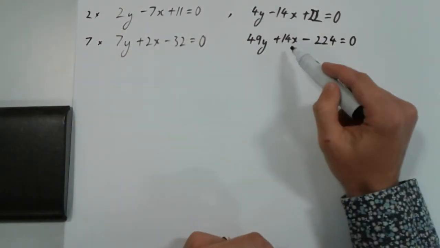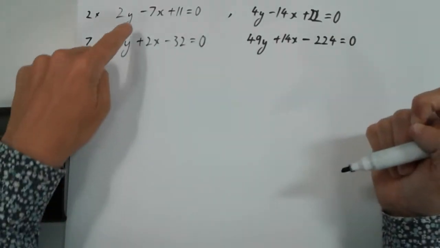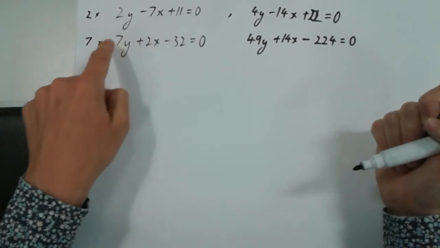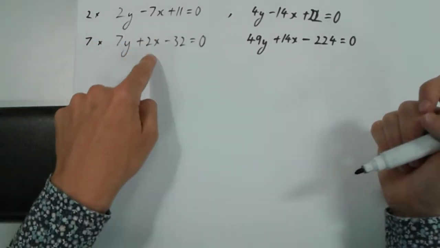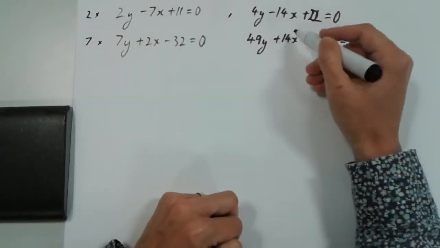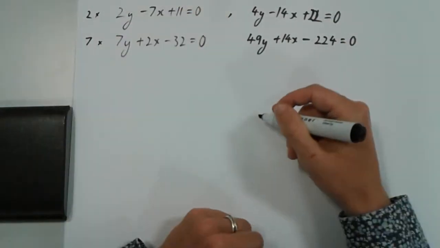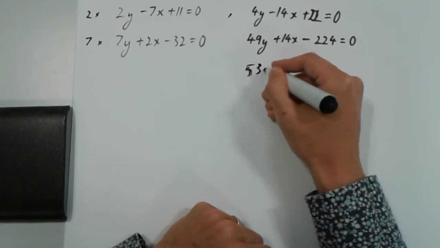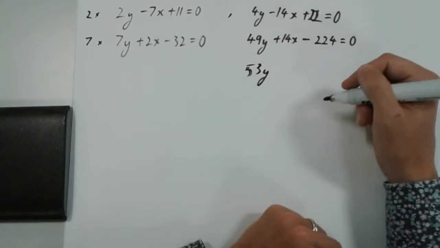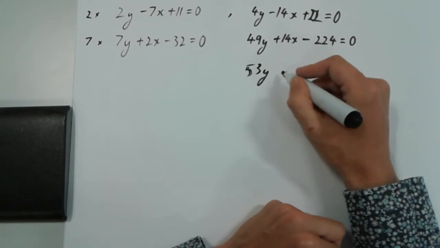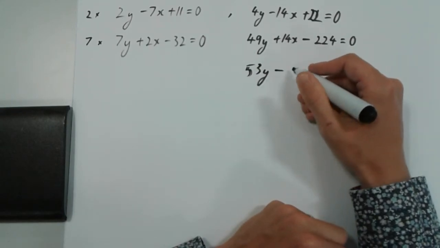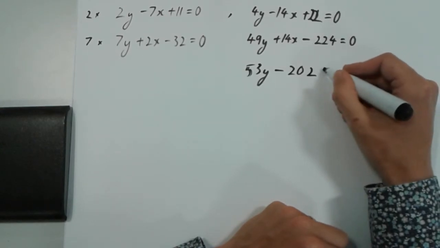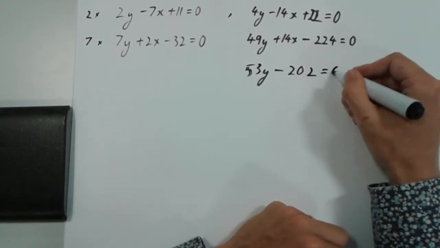Now I can eliminate the x term by adding these together. That's why I chose to multiply this one by 2, the coefficient of x that I had there, and this row by 7, so that I would end up with the same coefficient of x. Now if I just add the two together, my x's will eliminate. That's going to give me 53y. My x's disappear. And then adding these two together, I'm going to get minus 202. And that will equal 0.